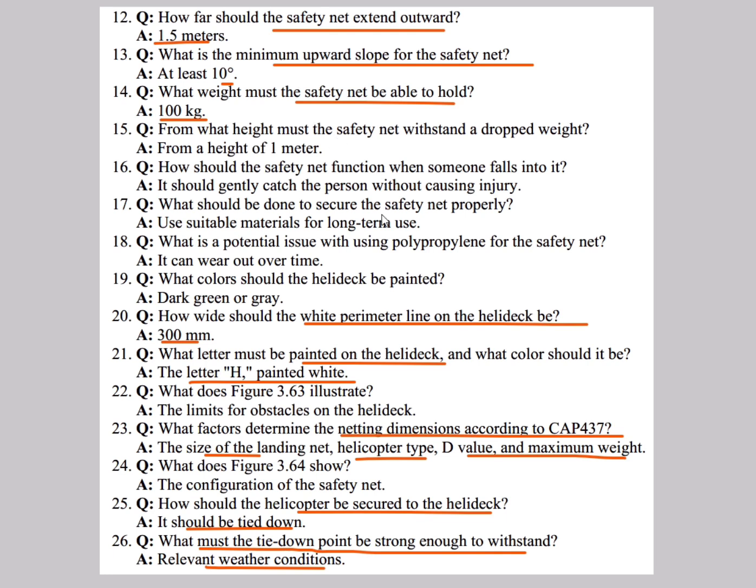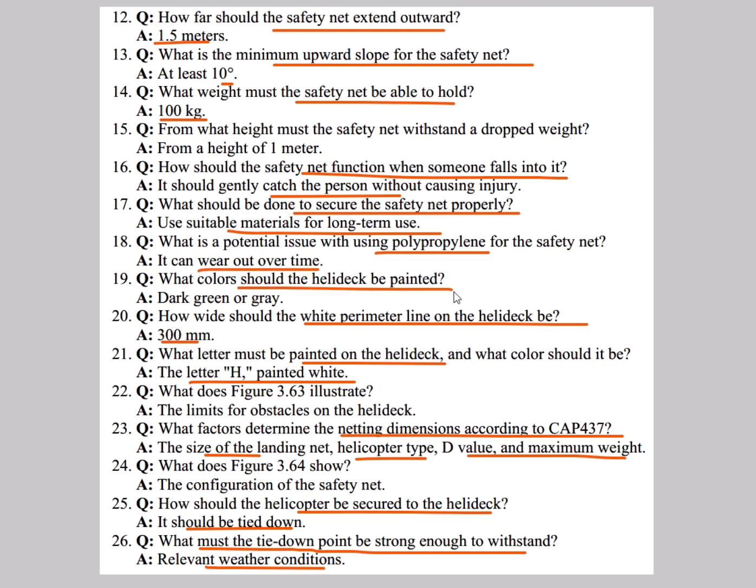And how far should the safety net extend outwards? 1.5 meters. How should the safety net function when someone falls on it? It should gently catch the person without causing injury. What should be done to secure the safety net properly? Use suitable materials. What is the potential issue with using polypropylene? It can wear out over time.